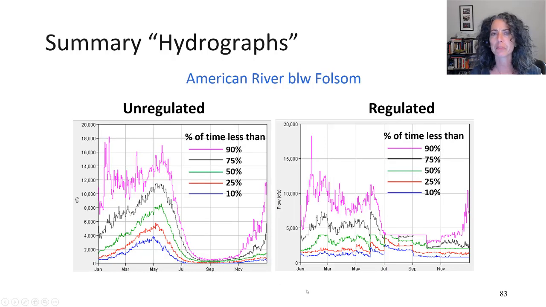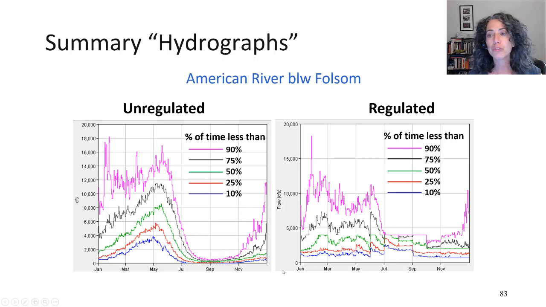To look at the same type of curves for the American River below Folsom, we've got the unregulated version on the left and the same analysis of regulated flows on the right. So this shows us very clearly for the reservoir inflows, we have the very dry summer with very low flows, and we've got the wetter winter with higher flows. On the regulated flow side, we see that in the summer, the flows aren't quite as low for the releases because we're generating hydropower.